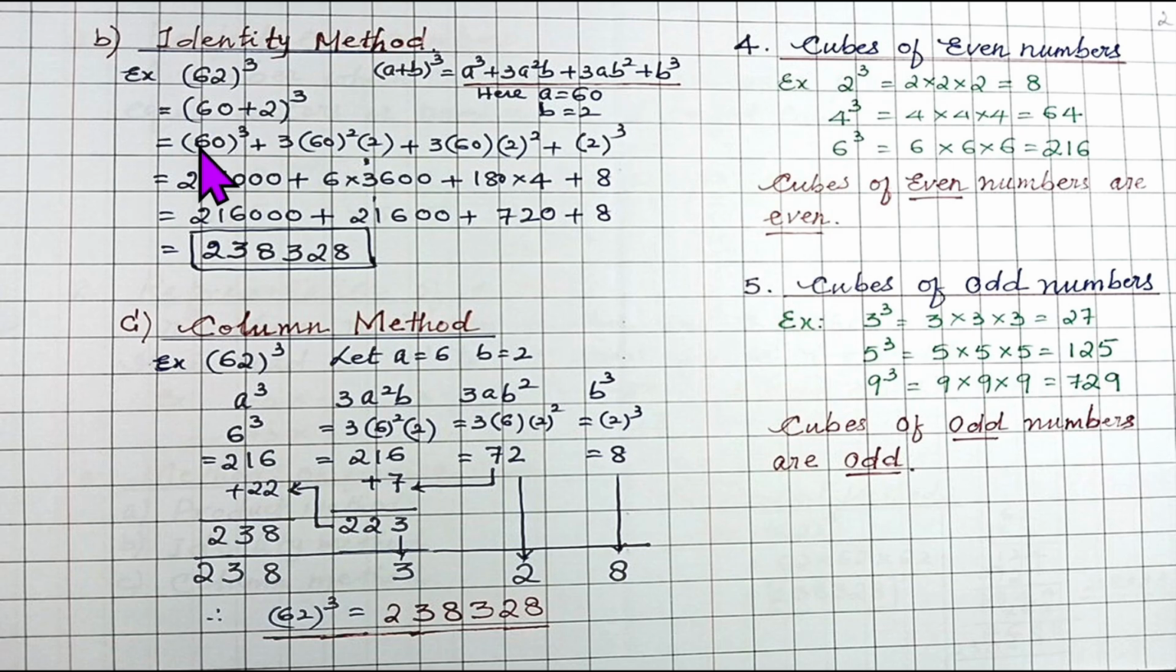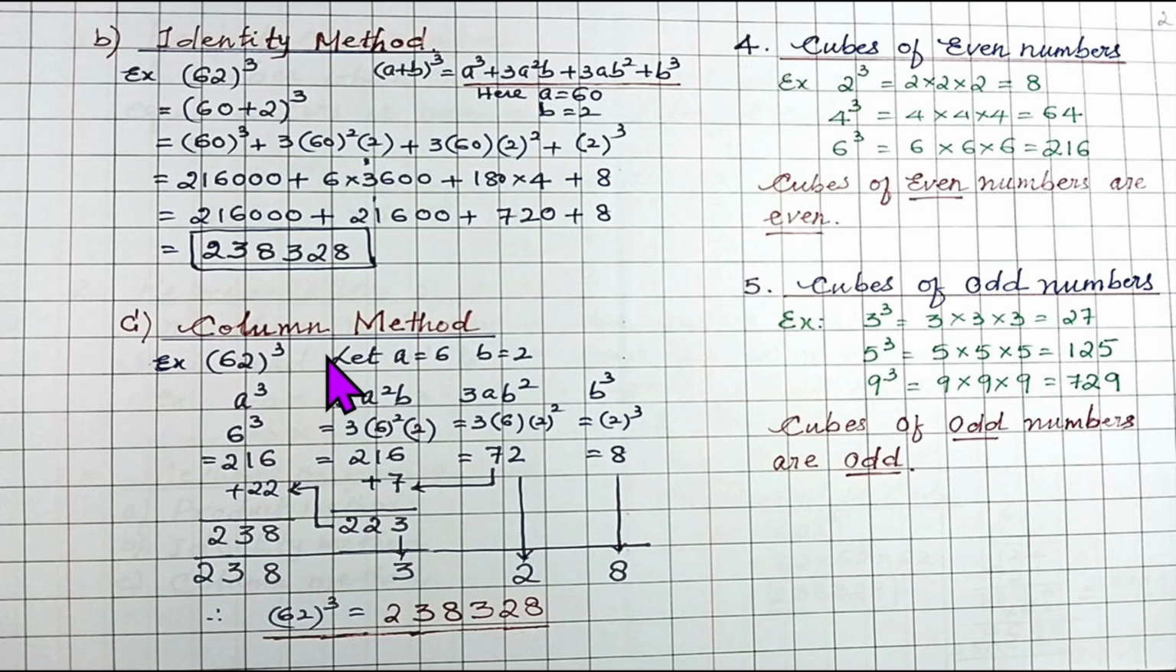Now simplify that. 60 cube is 6 cube, which is 216, followed by 3 zeros, and we have 3 times 60 square into 2. 3 into 2 is 6, 6 square is 36, 3600. And also here 2 square is 4 and 180 into 4, and 2 cube is 8. Now add these values, multiplying 3600 by 6, we get 21600, and 720 plus 8. When we add, we get 238328, which was the answer earlier which we obtained by the product method.